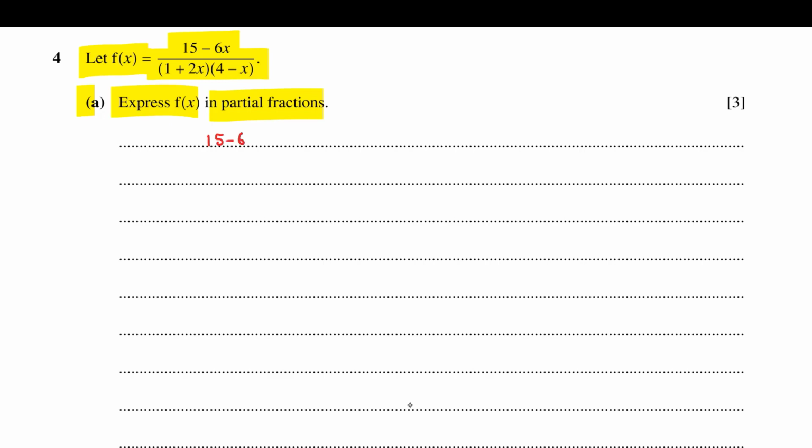that is (15 − 6x) / ((1 + 2x)(4 − x)) is equivalent to A / (1 + 2x) + B / (4 − x), because they are linear factors. So if we multiply the whole equation by (1 + 2x)(4 − x), we are left with 15 − 6x, the same as A times (4 − x) plus B times (1 + 2x).